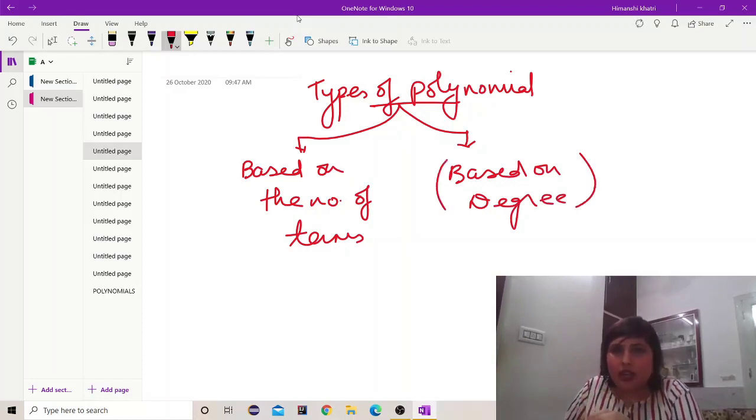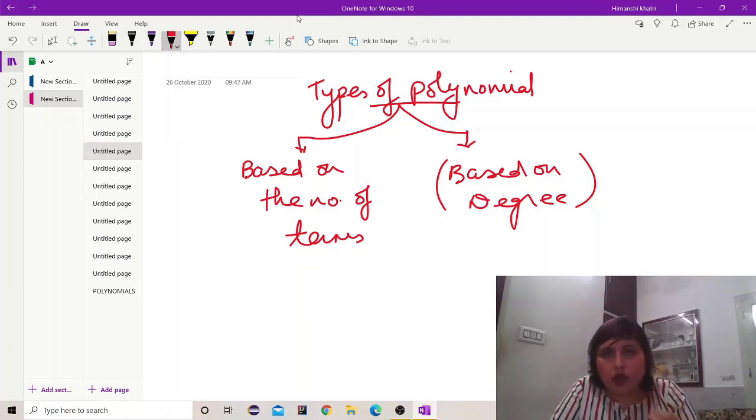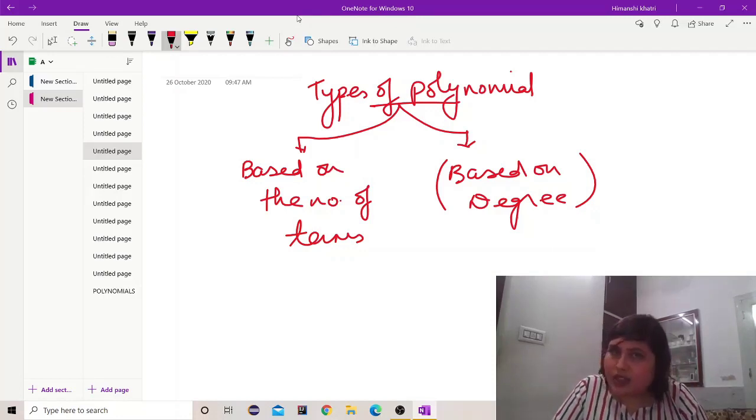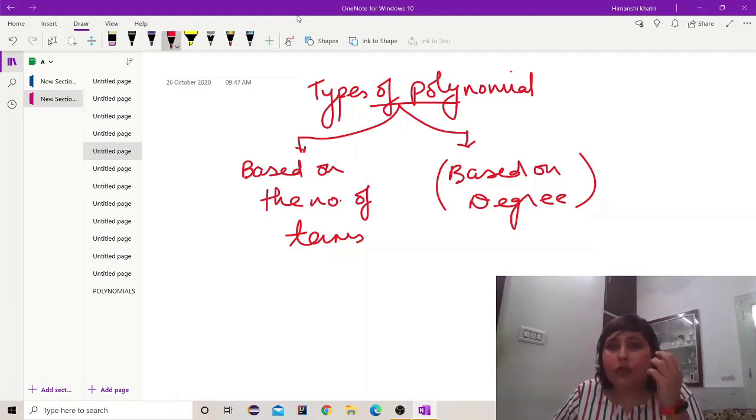This we'll discuss later, the degree part we'll discuss later, and first we'll be coming on to the terms part. Now I have told you how we identify the terms in an algebraic expression or in a polynomial. The portions which are separated with plus or minus are known as terms, and we can easily calculate the number of terms in an algebraic expression. Now what we have to do is bifurcate polynomials on the basis of number of terms.